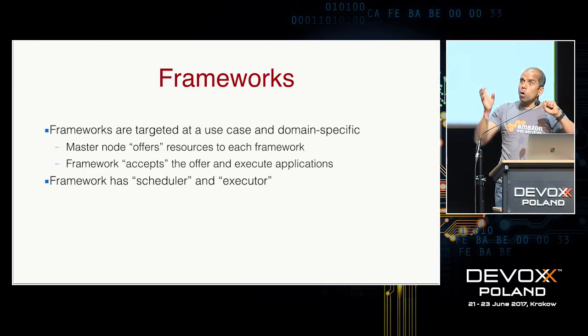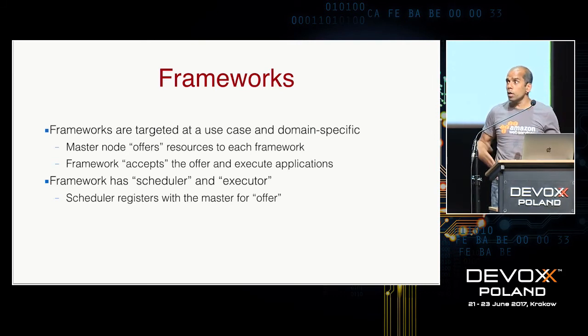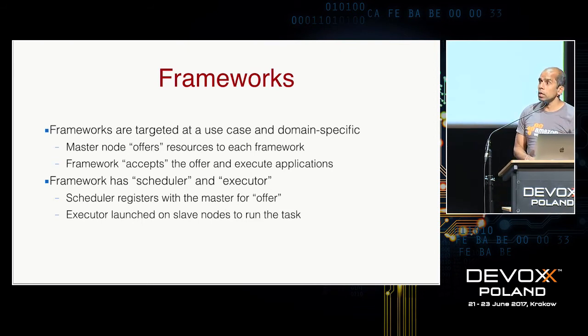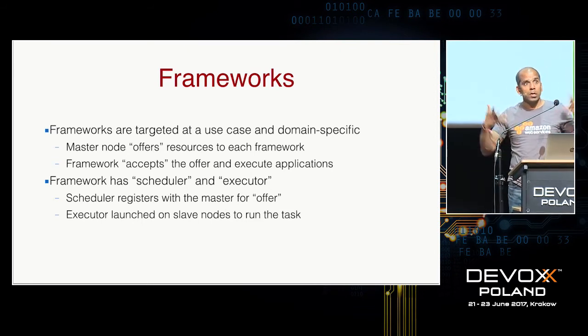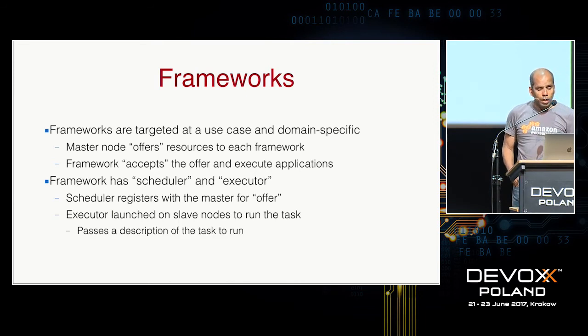Now the framework itself has a scheduler and an executor. Based upon what offers have been made, it will actually send an executor using the scheduler. The scheduler basically registers with the master for the offer, saying this is where I'm going to execute a task, and the executor basically launches a task on the slave nodes. It also passes a description of the task to run. So that's your Mesos terminology to understand this better.